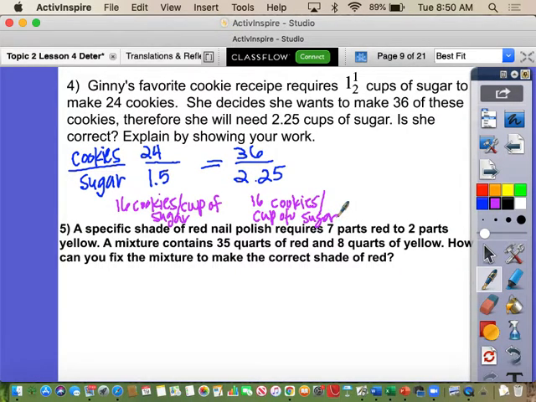All right, so we can divide those to find the unit rate, and for both of them, we would have 16 cookies per cup of sugar. So is that relationship proportional? Yes. So would that be the correct amount of sugar that she needs? Yes. So we would just say, yes, the ratios are proportional.